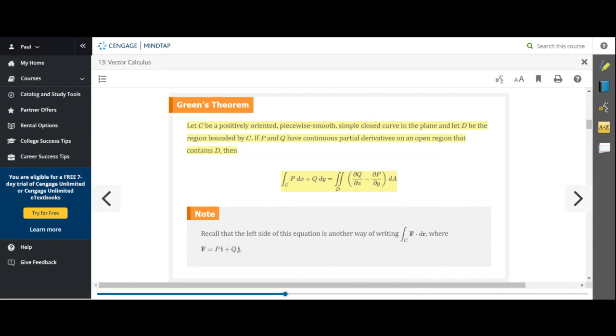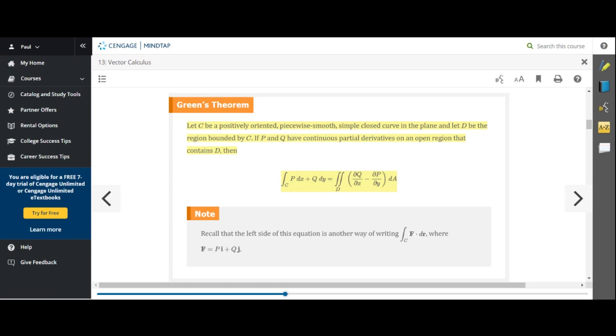If P and Q have continuous partial derivatives on an open region that contains this region D, and again, region D, we think region of integration, a region in the XY plane, then the line integral on the left, which is really the sum of two line integrals, one with respect to x and one with respect to y, is going to equal the double integral over region D, whose integrand is the difference between the partial derivative of Q with respect to x and the partial derivative of P with respect to y.